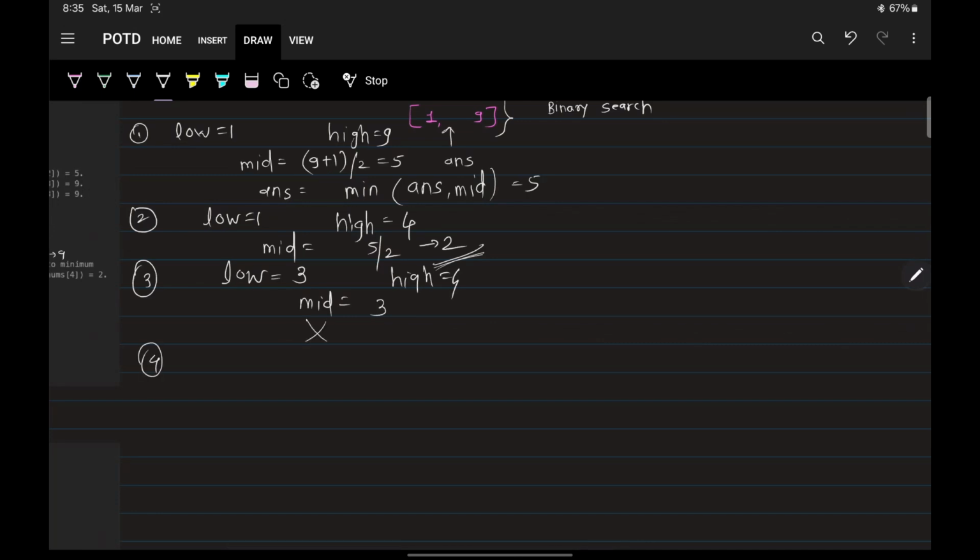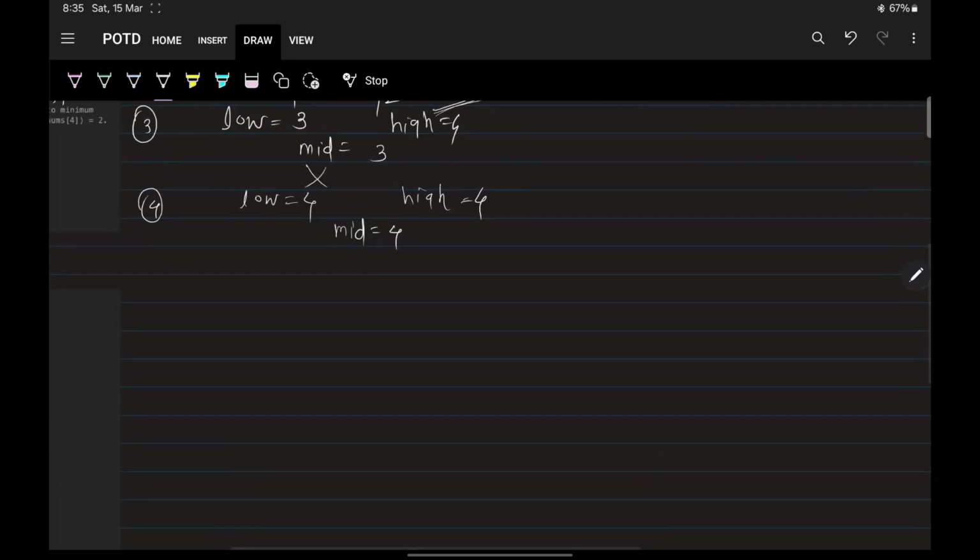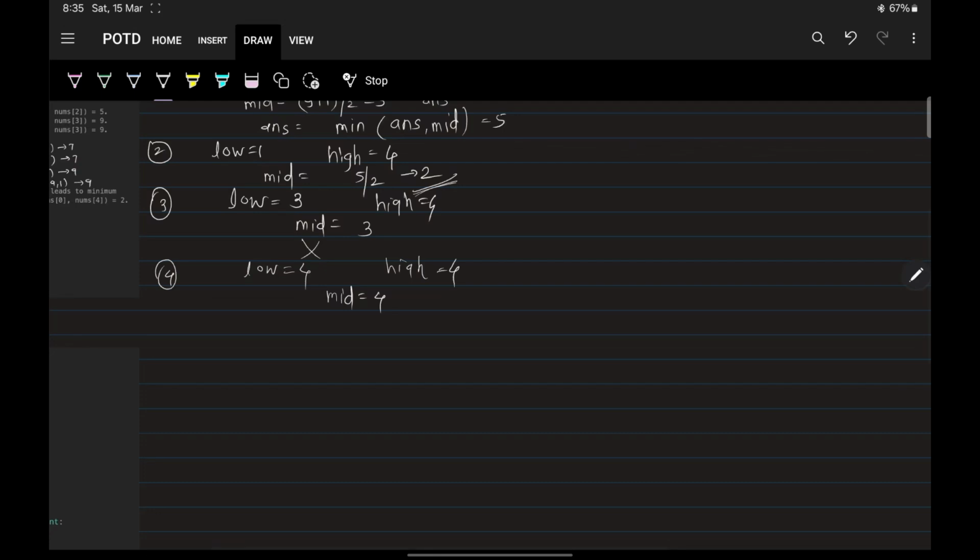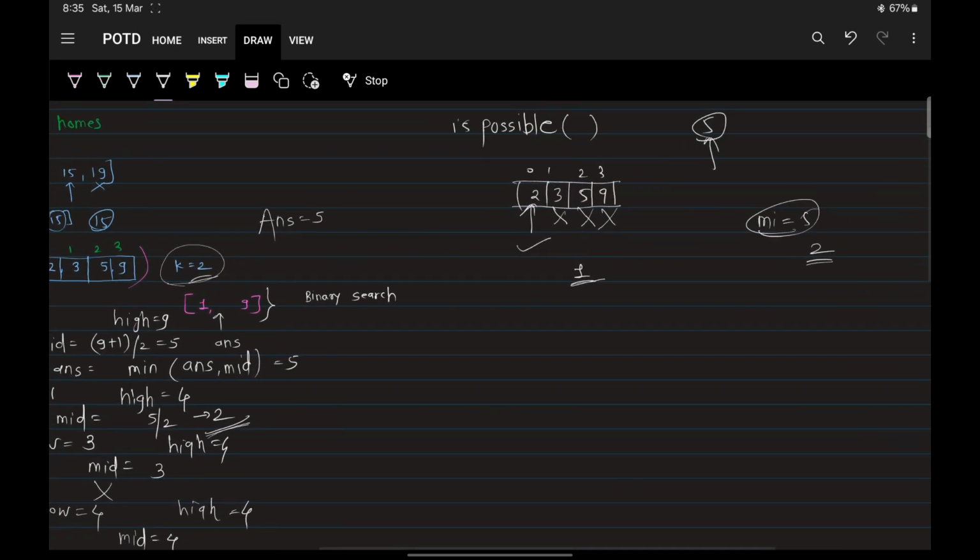I will go to the next step, that will be going to the upper range. So 3 plus 1, that is 4. My high is 4, right? High is also 4. Now my new mid will become 4 only, because 4 plus 4 is 8, 8 by 2 is 4. Now I will try for 4. So with 4, is it possible to steal this? Yes. Is it possible? No.